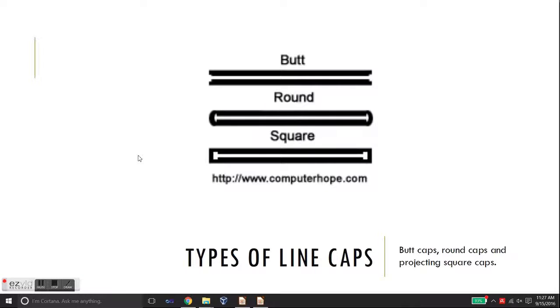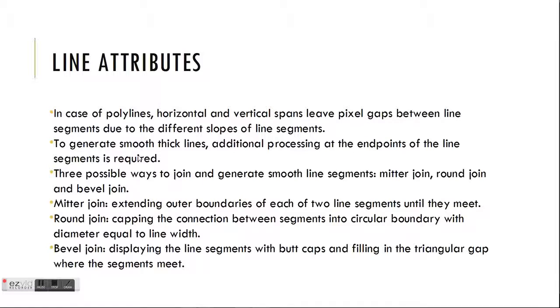Now, when we consider multiple lines, let's say to form a shape, in this condition, horizontal and vertical columns will generate pixel gaps between line segments due to different slope of line segments. The size of gaps depends on the slope of line segments. To remove these gaps, we need to perform extra processing at the endpoints. This processing can be named as mitre join, round join, or bevel join.